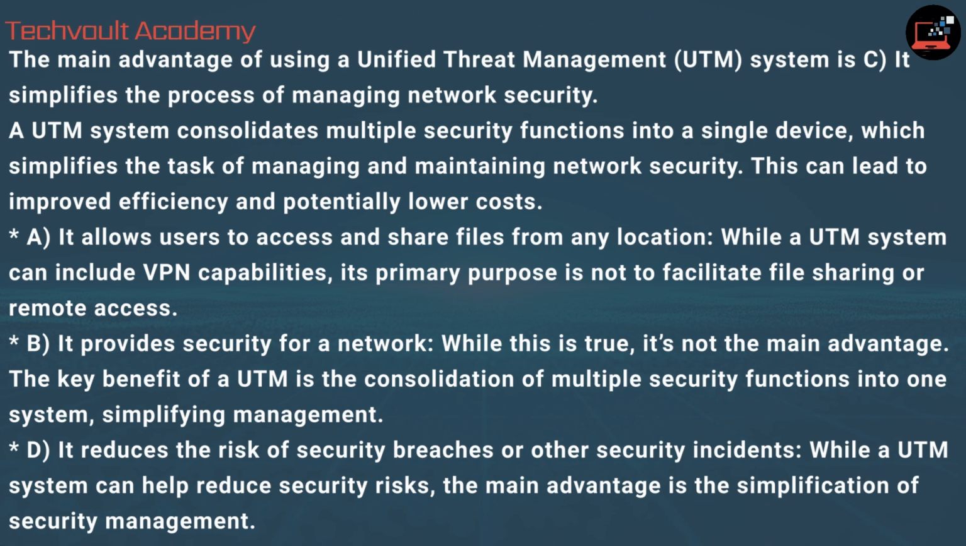A. It allows users to access and share files from any location. While a UTM system can include VPN capabilities, its primary purpose is not to facilitate file sharing or remote access. B. It provides security for a network. While this is true, it's not the main advantage. The key benefit of a UTM is the consolidation of multiple security functions into one system, simplifying management. D. It reduces the risk of security breaches or other security incidents. While a UTM system can help reduce security risks, the main advantage is the simplification of security management.